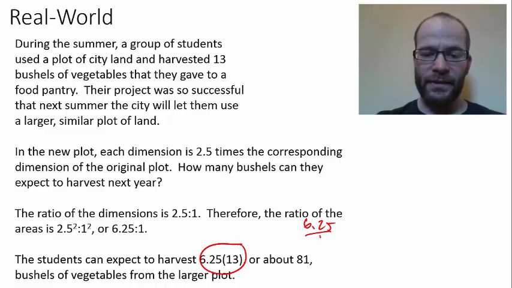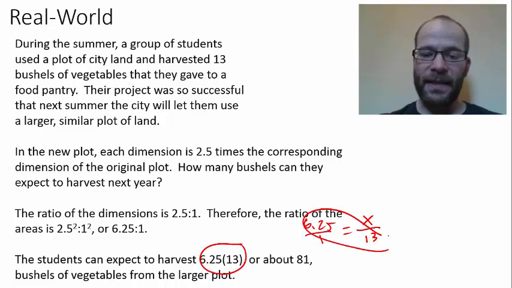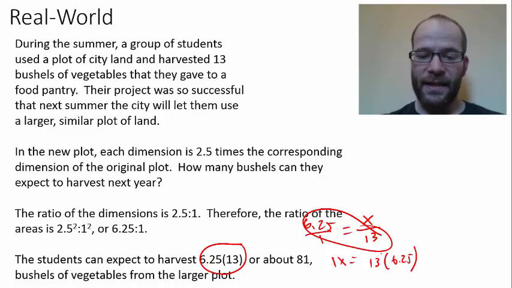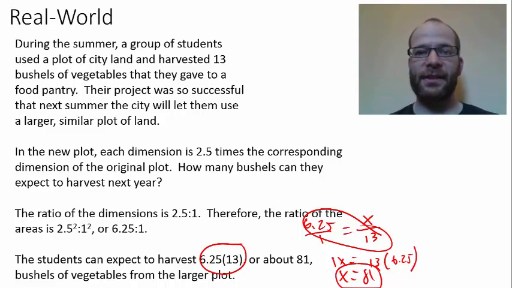6.25 to 1, that's the ratio of the areas, is equal to x bushels of vegetables divided by 13. And so we cross multiply, we get 1x equals 13 times 6.25, and that is approximately x is equal to 81, approximately. So that's how much they should expect to yield.